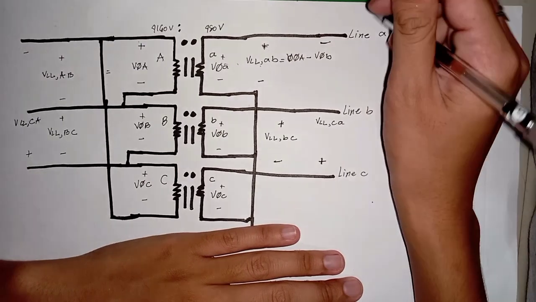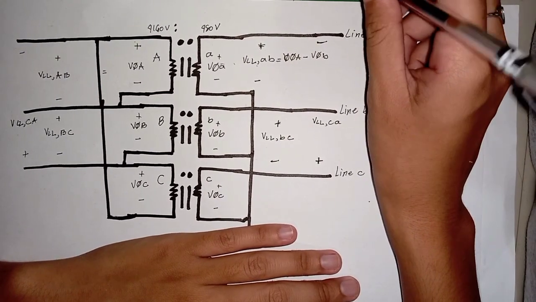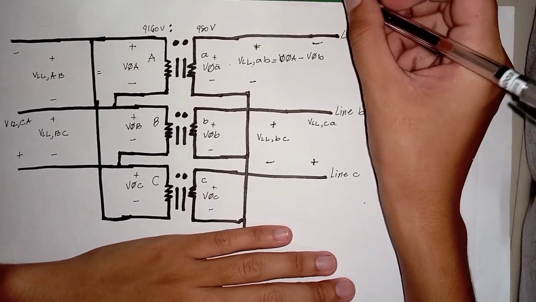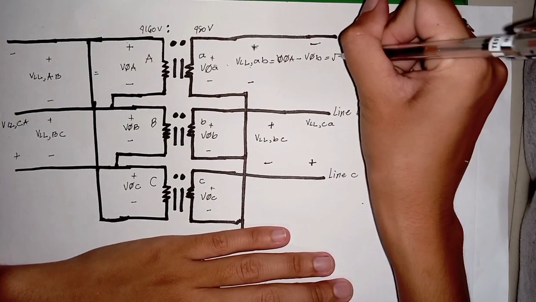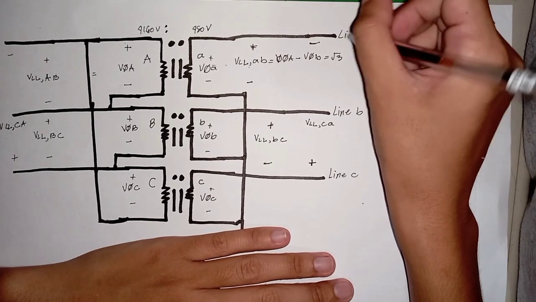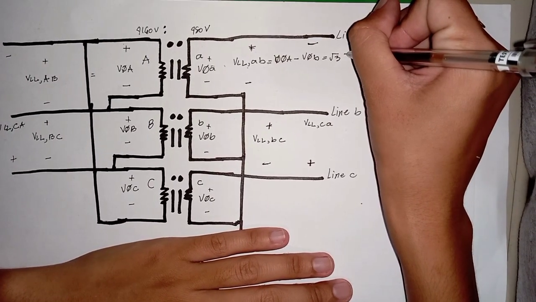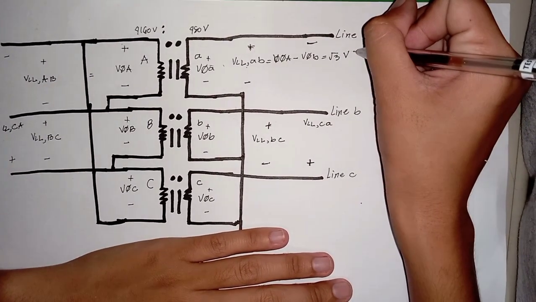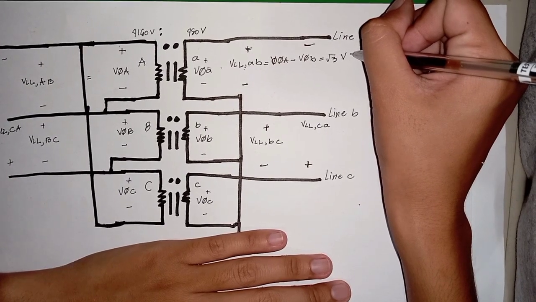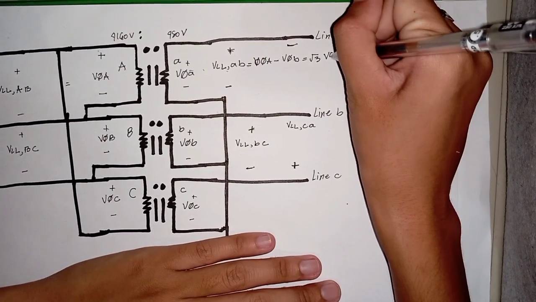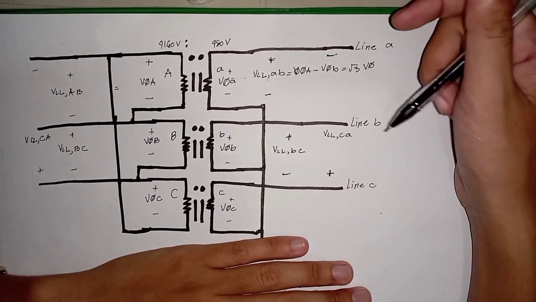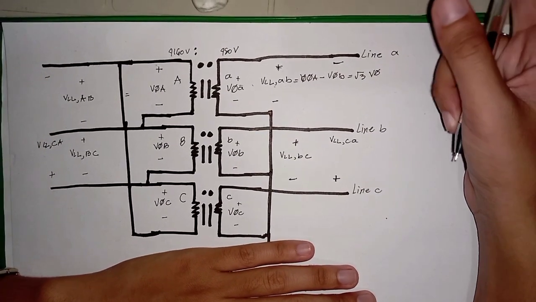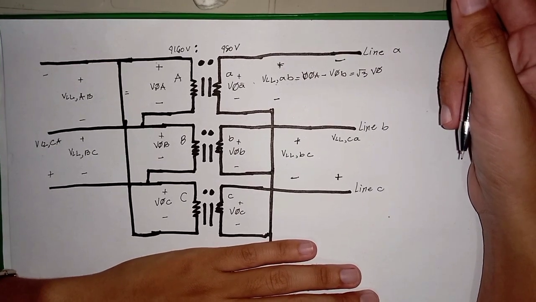For a Y-connected transformer, if we look at the magnitudes alone, we should expect the line-to-line voltage to be equal to the square root of 3 times the phase voltage. So there is certainly going to be some phase shift involved between the two voltages.